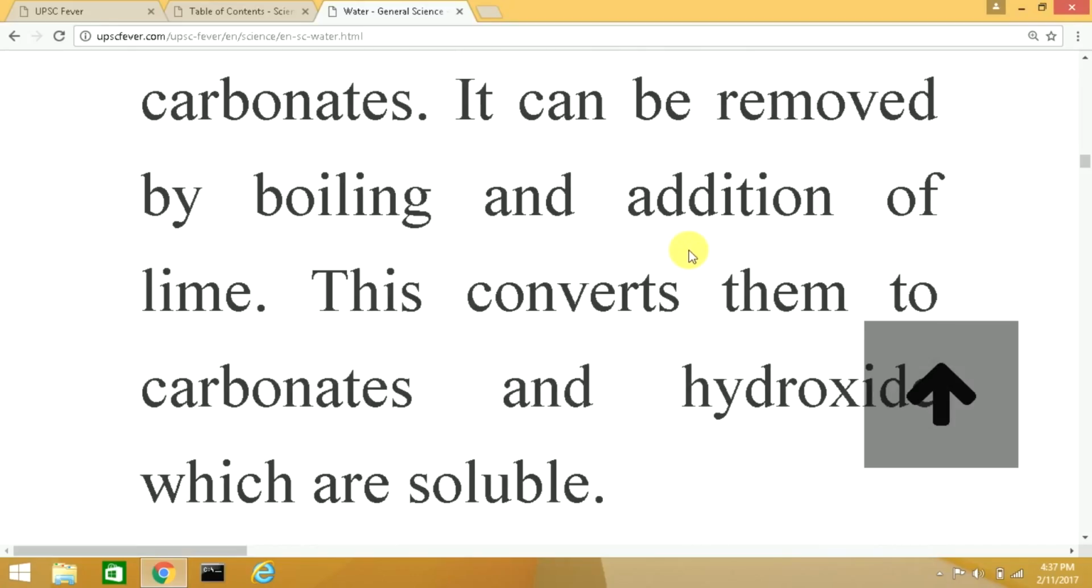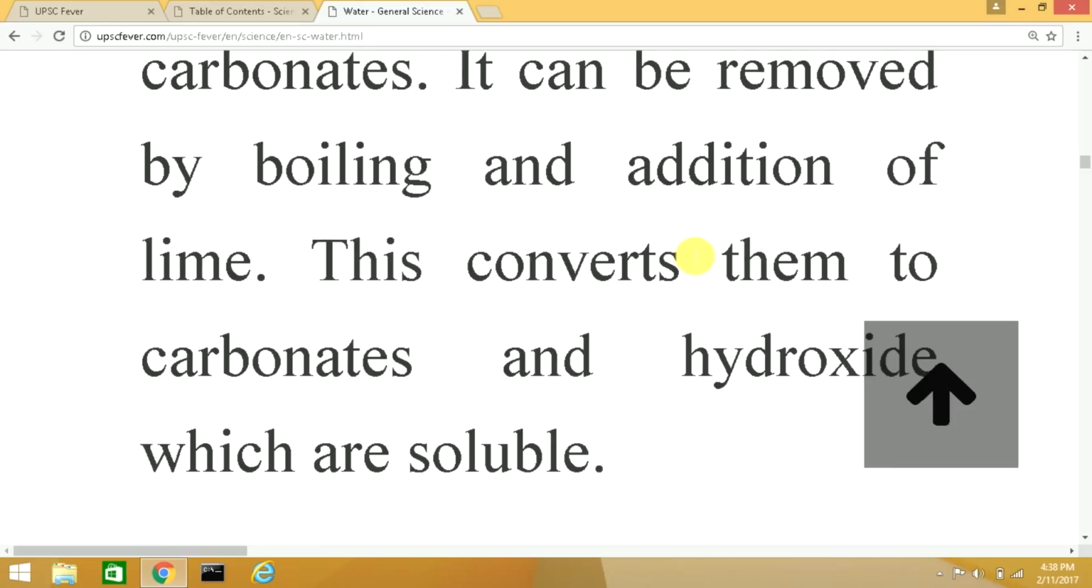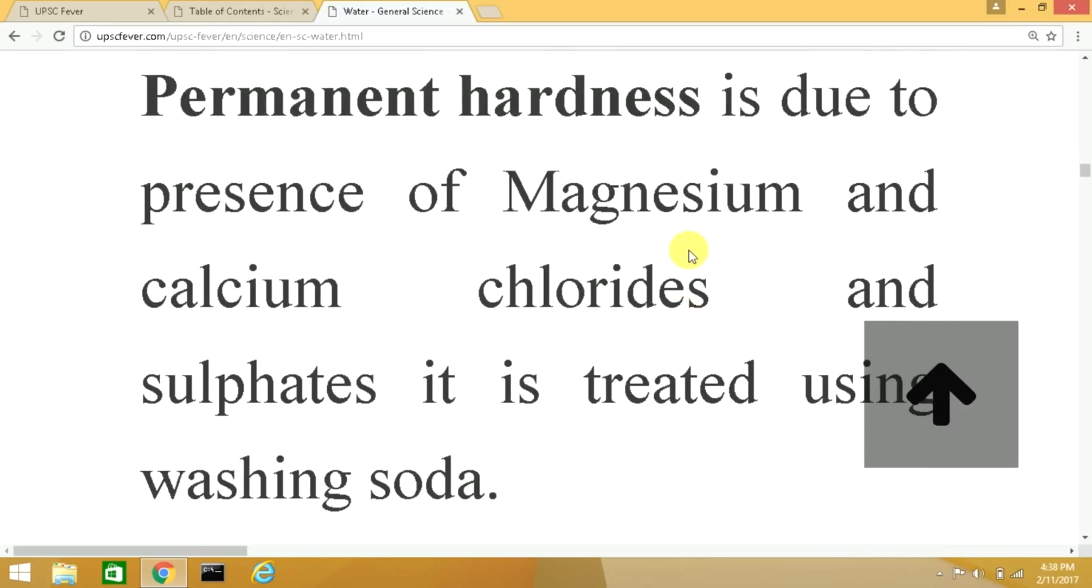And this lime can then convert the hydrogen carbonates into carbonates, which are water soluble, or it can convert them into hydroxides. So both are water soluble and can be removed. However, permanent hardness of water is due to the presence of chlorides and sulfates of magnesium as well as calcium, and so to treat this we need washing soda. Washing soda is also known as sodium carbonate, which is needed for treating permanent hardness, whereas calcium oxide or lime is needed for treating temporary hardness.